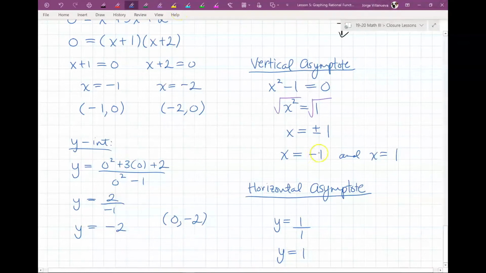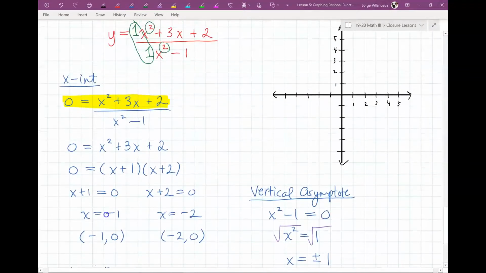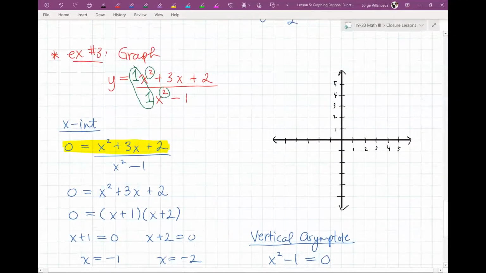Our vertical asymptotes occur at -1 and +1. I also know that my y-intercept is (0, -2). I know that my x-intercepts are (-1, 0) and (-2, 0). So you might be wondering, well, then why didn't you automatically just start drawing stuff? Well, here's the reason why I didn't start drawing stuff.